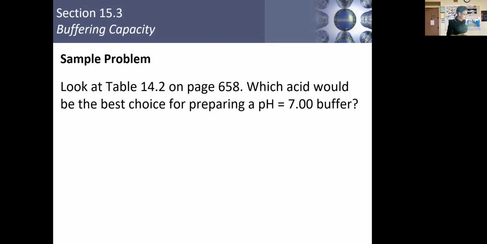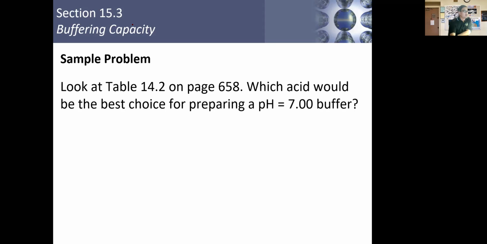What we want to do is exactly what I just told you. We have a list there of acids. On table 14.2, we are given the Ka values for all of these acids. We want to find the acid that will get us a pH that's closest to 7.